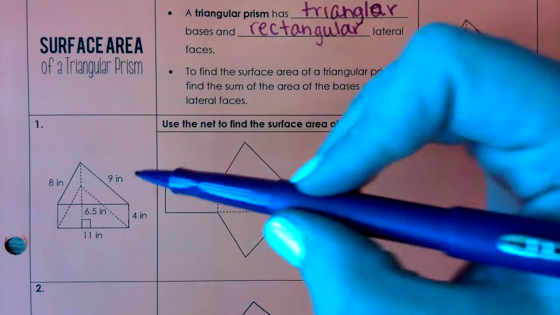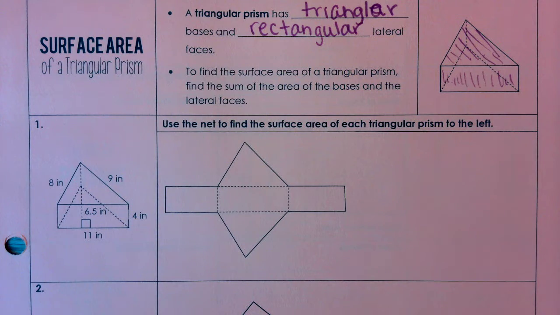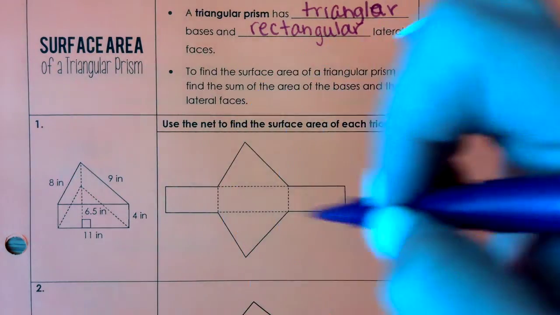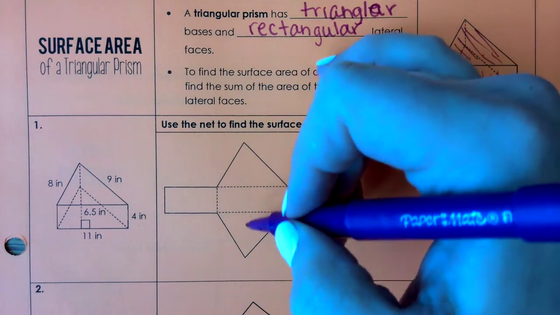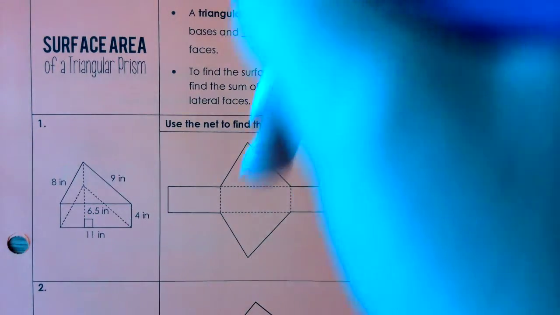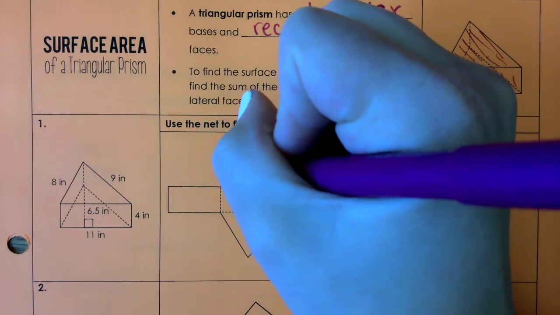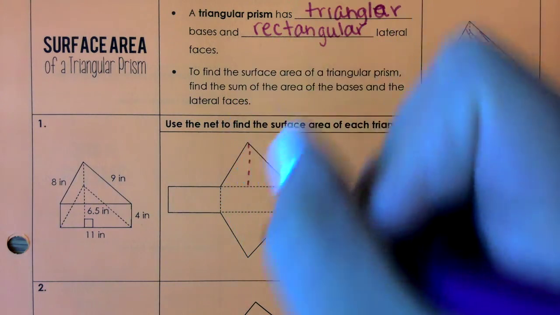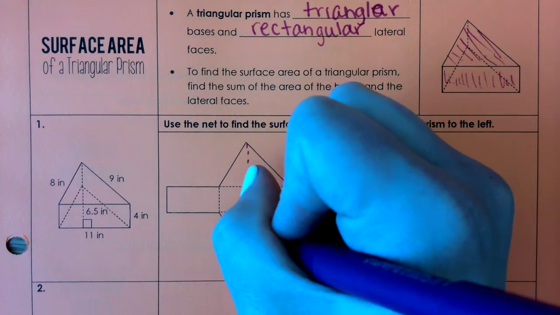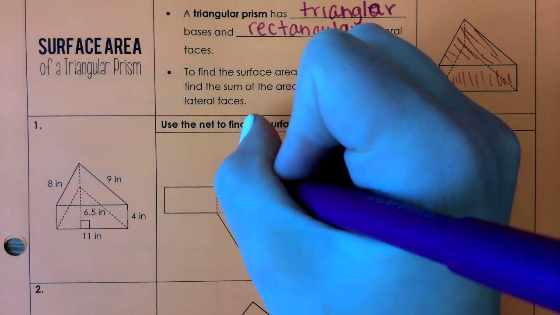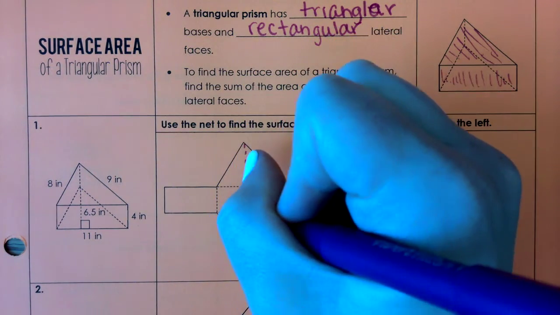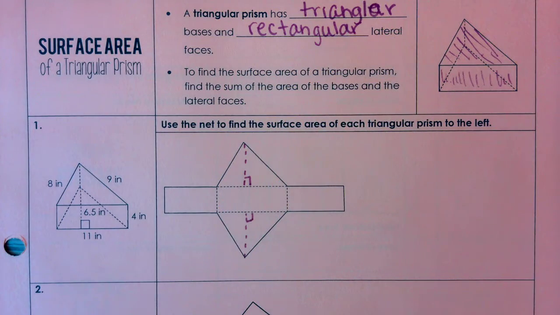So a net is just our shape flattened out. It says use the net to find the surface area of each triangular prism to the left. So I need to figure out how long are my sides here and what do my triangles have as bases. To help me visualize this, I'm going to draw a dotted line from the top to the bottom because that creates my 90-degree angle. Okay, that should help me figure out some sides a little bit.